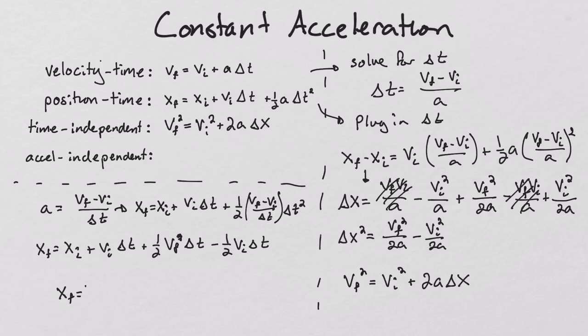That simplifies to give us the acceleration independent expression, where instead of having a term with the initial velocity and the acceleration, we now simply have the average velocity during that interval.